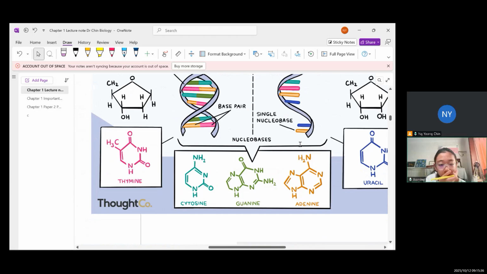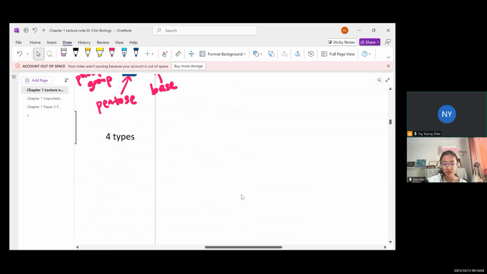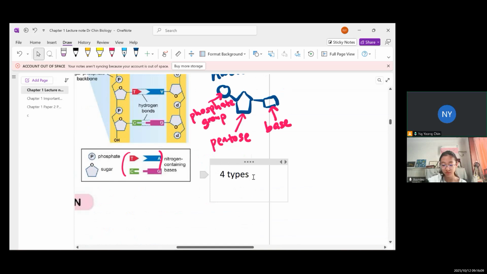This is adenine, which is A, guanine, which is G, cytosine, which is C, and thymine, which is T. So these are the 4 bases, but you don't need to remember the structure, just the names. If you study A-level biology, then you need to know the structure. So you just need to know that there are 4 types of base and their names.